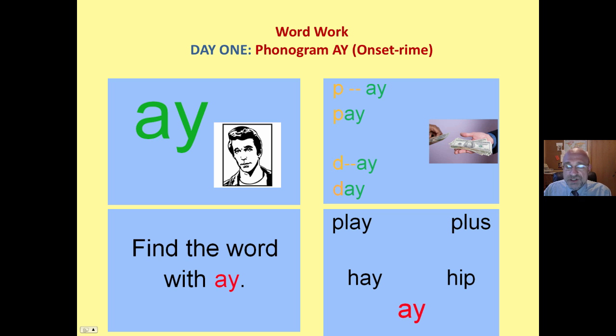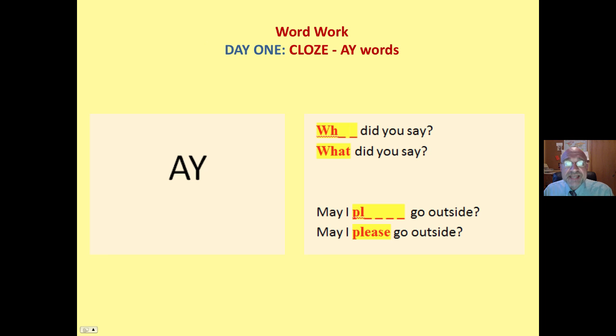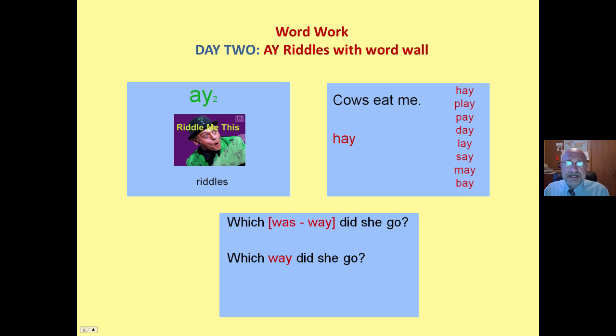Find the AY word. Presented with 2 words, they have to point to the AY word and say it. Play. Find the AY word. Hip. We are reinforcing the AY phonogram. Day 1 cloze. What did you say? Now, the AY is not the target word, but there's an AY word in each one of these sentences to reinforce the AY. Day 2, we would have riddles. Cows eat me. They have a word bank. They have to find the correct AY word.